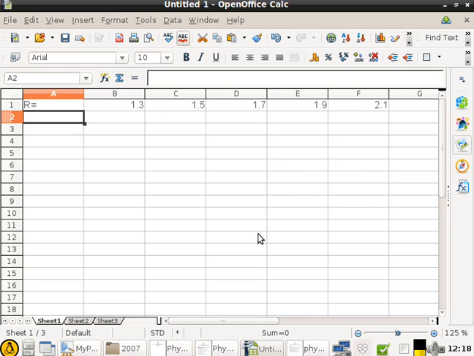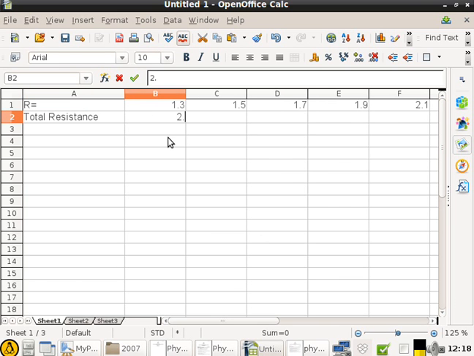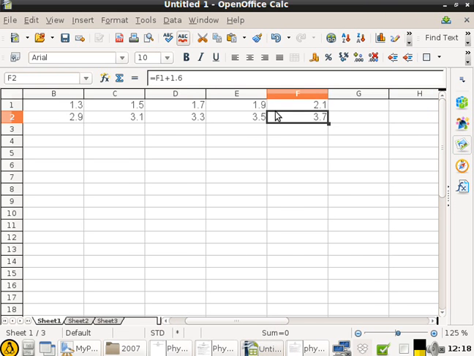And now, next one, the total resistance. Okay, so now, Joshua, that's the numbers I was looking for here. 2.9, next, 3.1. Next. You're just adding 1.6 each time. 3.3, 3.5, 3.7, and that's it.